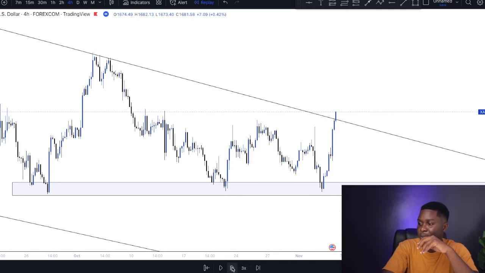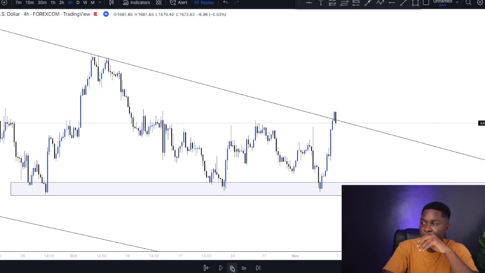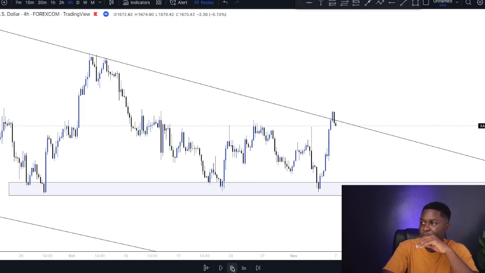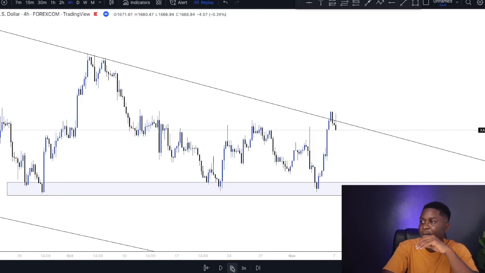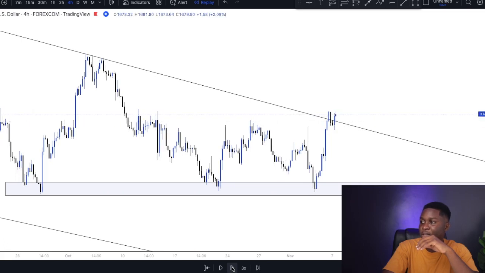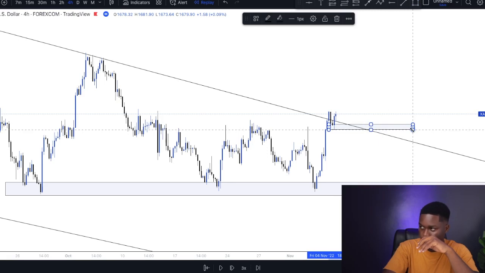Now let's wait and see what happens. So price is definitely pushing. Now price pushes down, keeps pushing down, and then pushes up again. Right now we can see from this point over here that price has formed a low right over here.